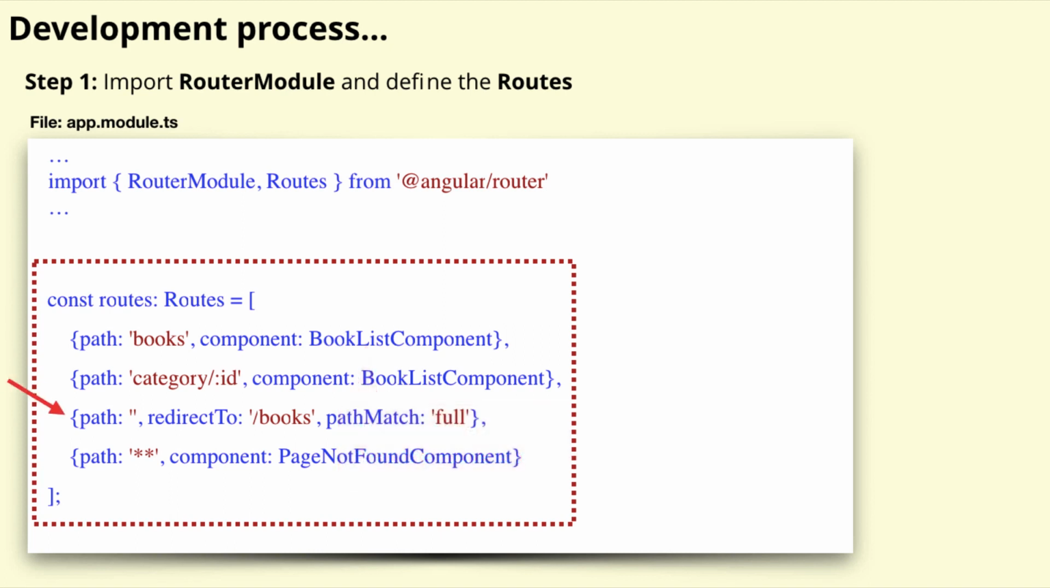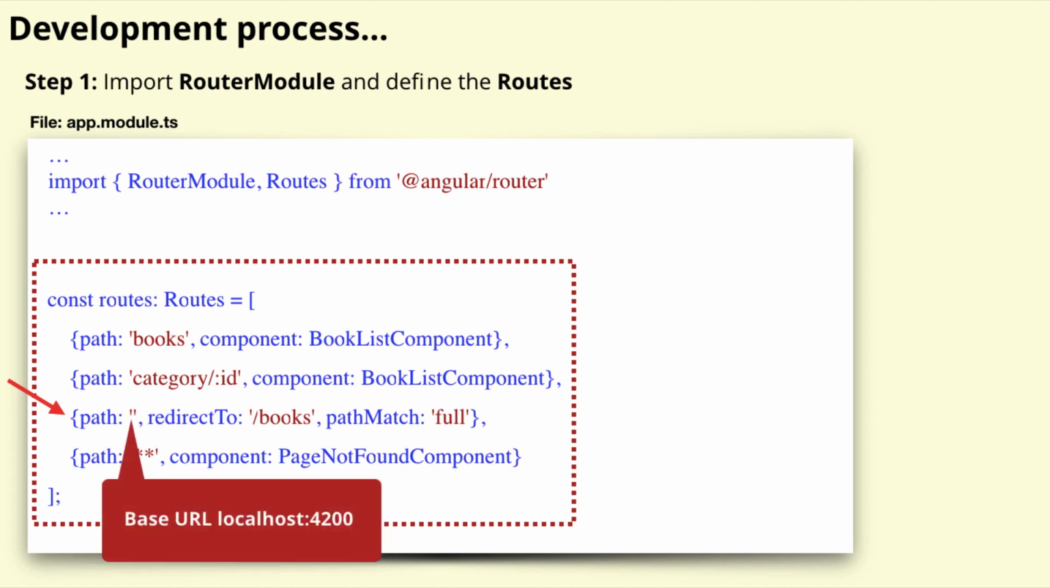And if you look at the third route, we are passing an empty route, meaning if the user navigates to the base URL, which is localhost:4200, we are navigating it to /books. That's exactly what we are doing using the redirectTo property. And we are going to specify one more property, which is pathMatch, and we are going to set it to full, which means it has to match the full path.